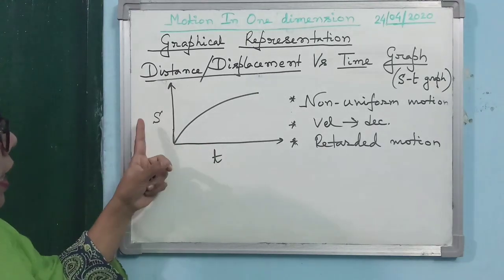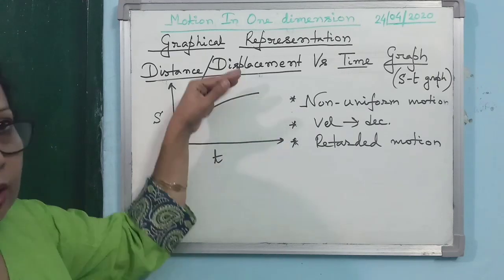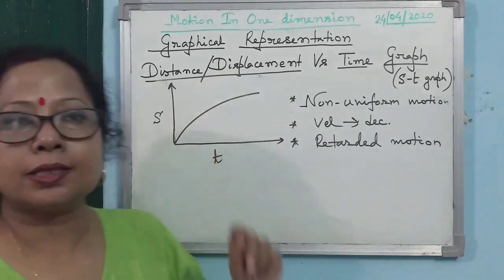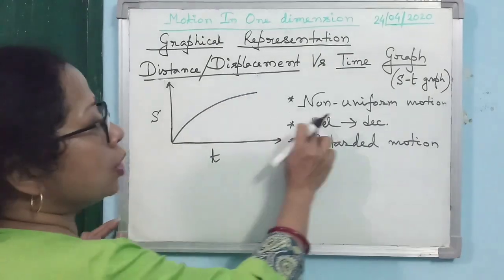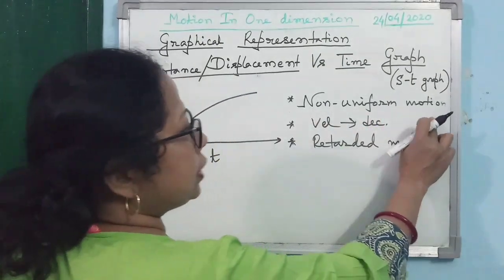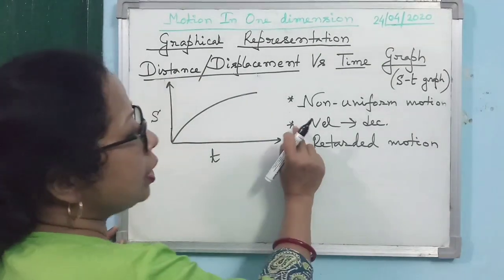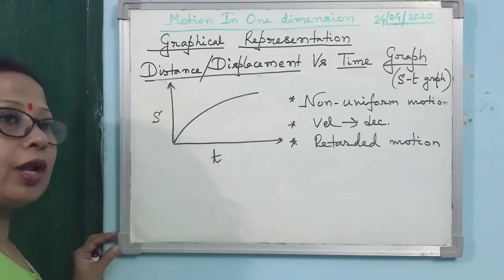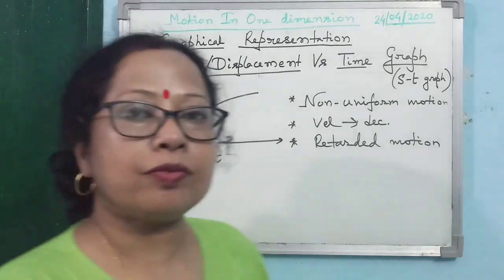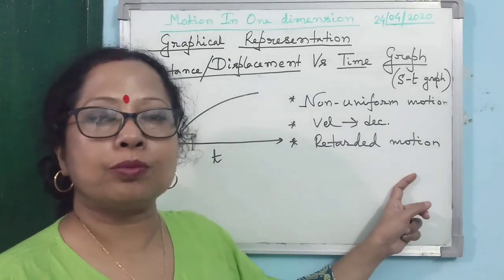Next, the fourth is, if the ST graph is a curve, but you see the curve is concave downside. In that case, what does it represent? In this case also, at every point the slope is changing, so it is a non-uniform motion. But here, as the slope decreases for this kind of graph, what conclusion can you make? That velocity decreases. So when velocity decreases and there is a change in velocity, what kind of motion is the body having? Retarded motion.